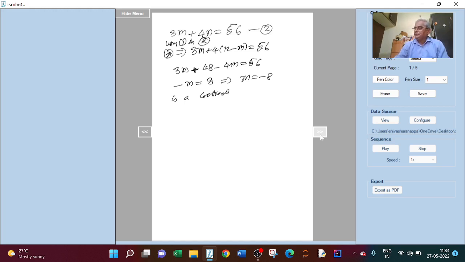It is a contradiction because M is the number of vertices. The number of vertices is either 0 or greater than 0. I am getting a negative quantity here, M equal to minus 8. So this is not possible. We are getting a contradiction here. Therefore, such a graph does not exist.